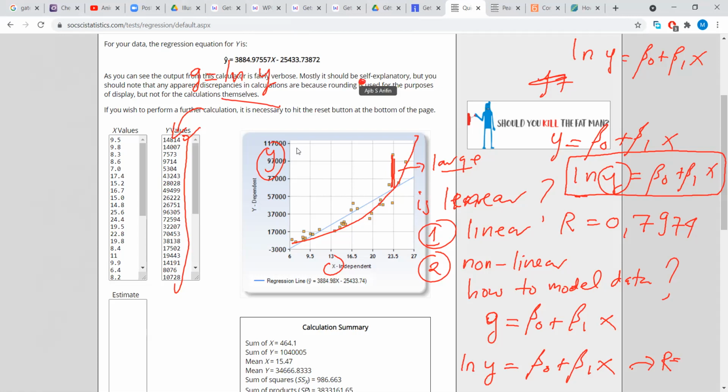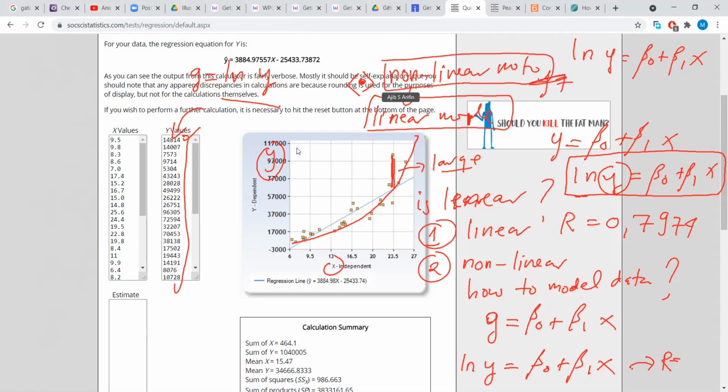Finally, I will tell you that in this case, we can model a non-linear model into a linear model. Something like this. We want to transform a non-linear model to a linear model.